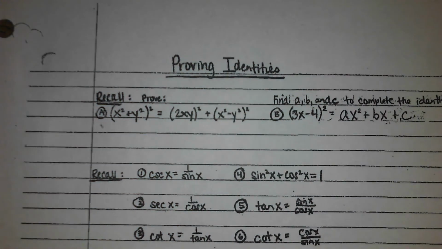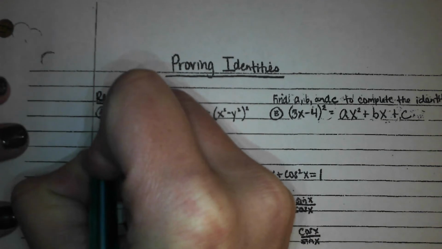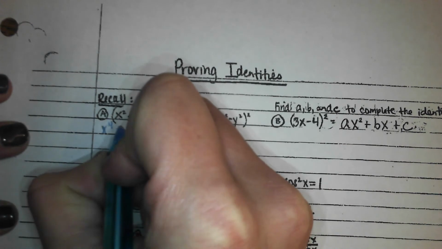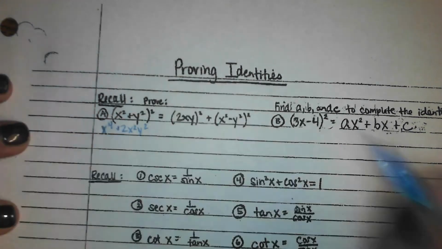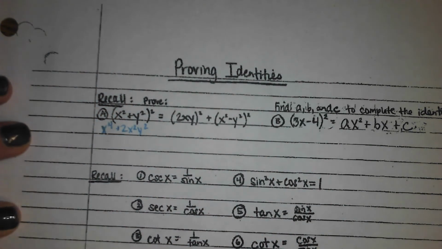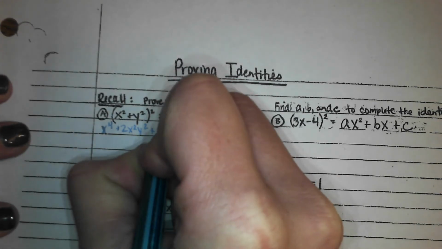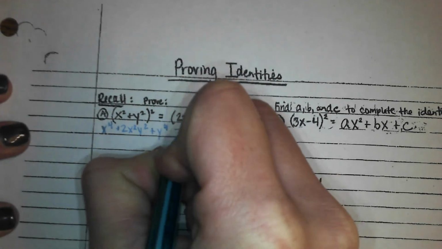Oh no, running low on lead. This will give you x to the fourth, and then x squared y squared plus another x squared y squared will give you 2x squared y squared. I'm kind of envisioning my foiling in my head. And then y squared squared will be y to the fourth. So that'll be your left side simplified.